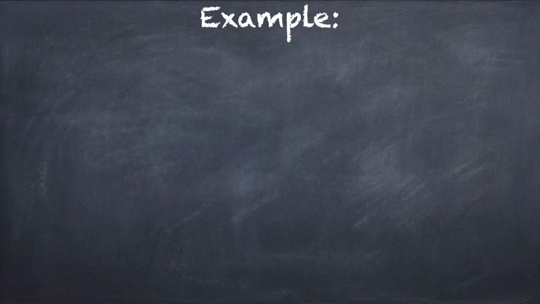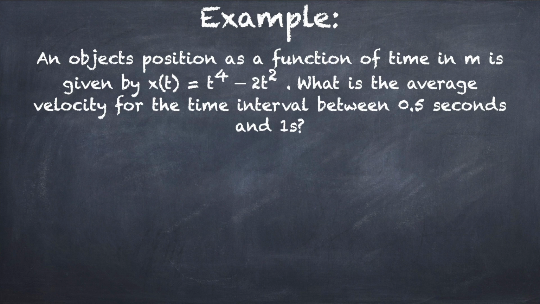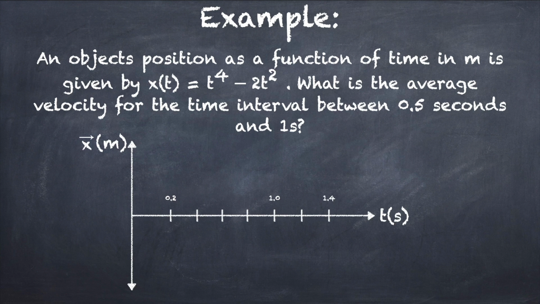Let's take a look at an example. An object's position as a function of time in meters is given by x of t is equal to t to the 4th minus 2t squared. What's the average velocity for the time interval between 0.5 seconds and 1 second? We'll begin by plotting this complicated function just to get an idea for what it looks like using a calculator or some other graphical reference. Now let's make a little sketch. It looks something like this. Let's locate the region of interest between 0.5 and 1 second.